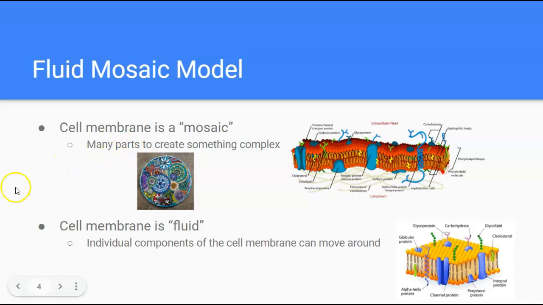And the cell membrane is mosaic because there's so many parts to it, and so it makes this really complex thing. This membrane is very complex with all of these different parts, right? Look at all of these little labels on this picture. And so fluid mosaic just means that there's lots of parts, and all of those parts can move around within the cell membrane.